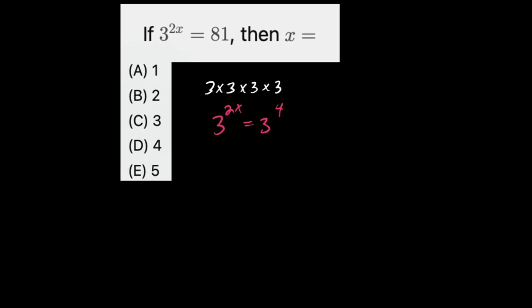Now we have a special situation that we're going to have over and over again throughout this video. You have the same base on both sides, you have both expressions equal, and therefore you can set both exponents equal to one another. So we can say 2x equals 4, and now we can just divide both sides by 2, and we'll get our answer, which is B for this question.